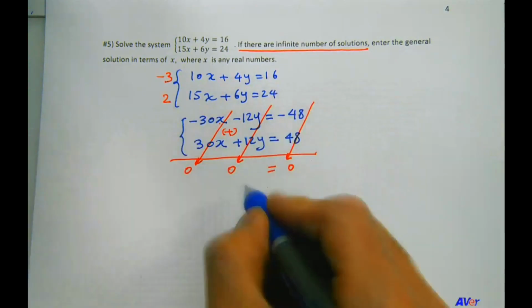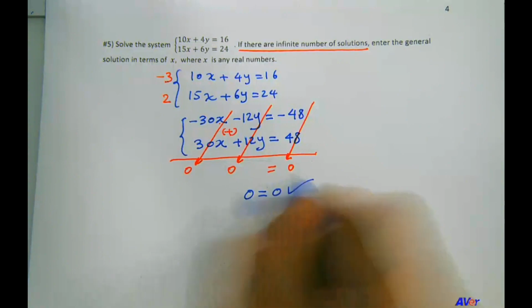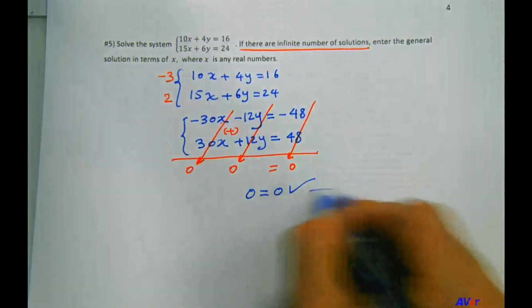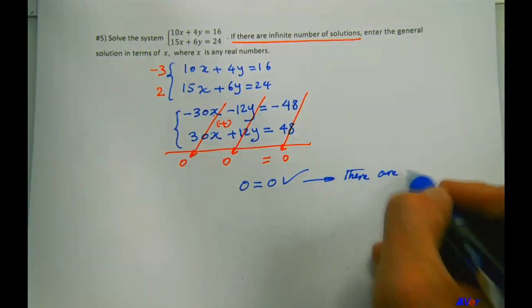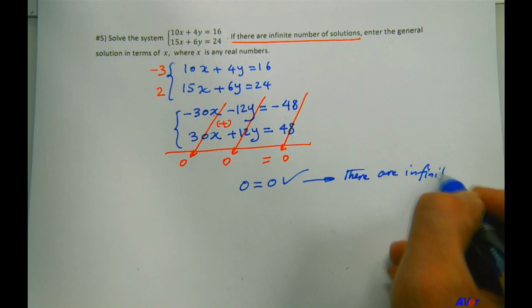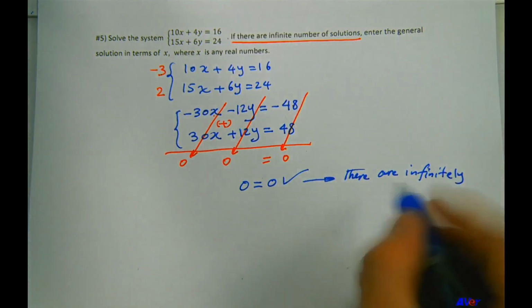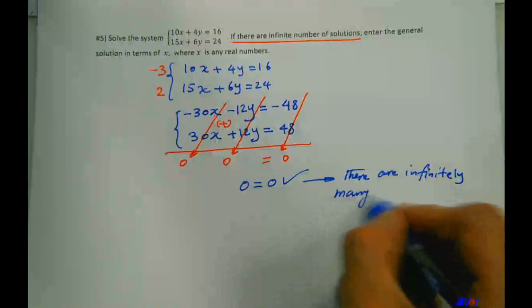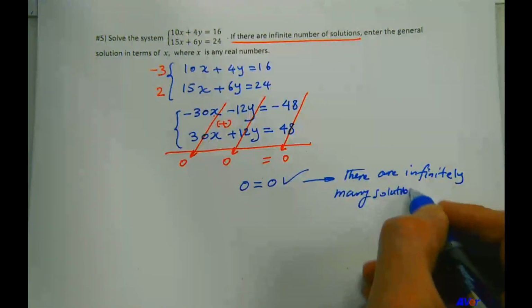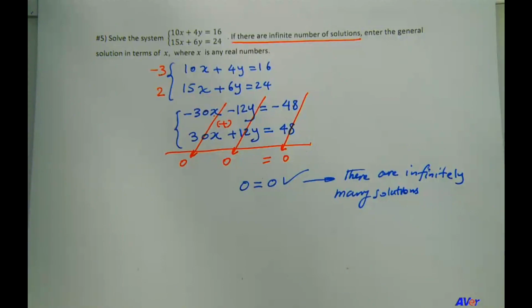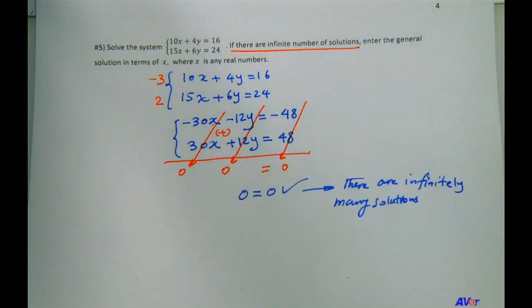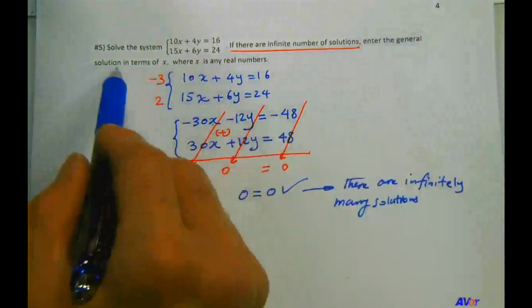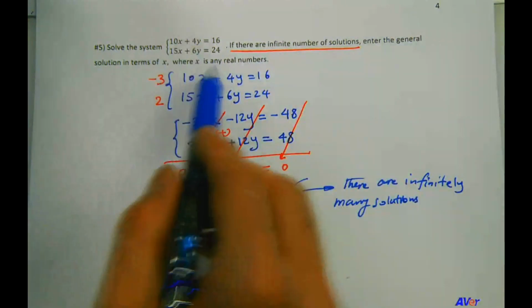So in fact, we get a scenario where there are infinitely many solutions. We just verified it. So there are infinitely many solutions. They say if there are infinitely many solutions, which we verified there are, enter the general solution in terms of x, where x is any real number.